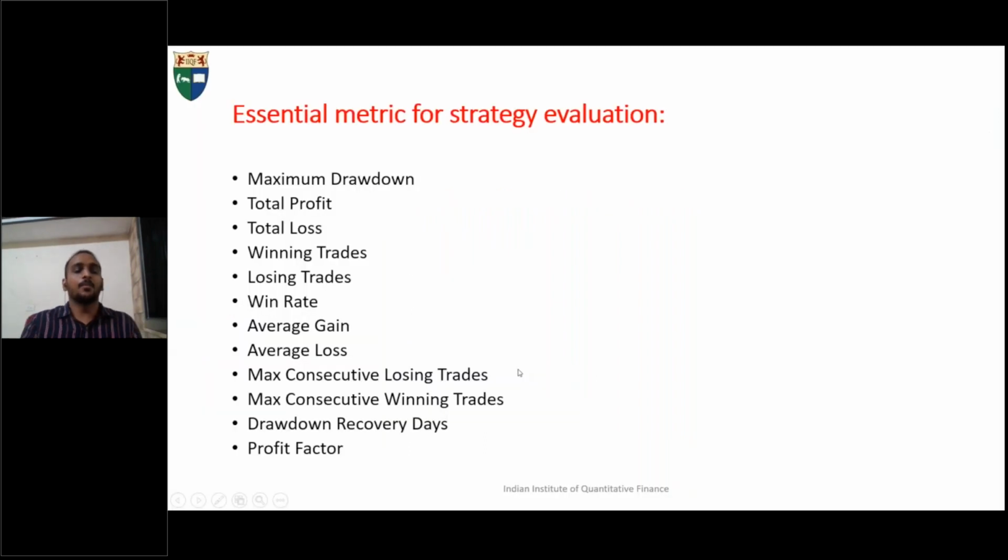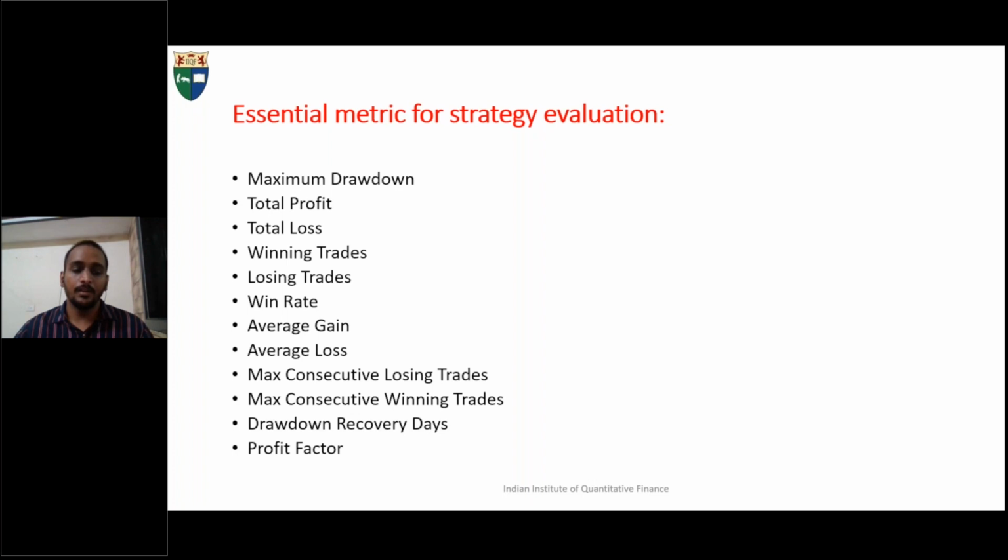Now the final one is profit factor. What is profit factor? Profit factor is basically how much you are risking to get a certain amount. For example, if I'm risking 1 rupee to make 2 rupees, that is 1:2. If I am planning to execute 10 trades, and on every trade I am risking 1% of the capital and in return getting 2%, the profit factor will be 1:2.